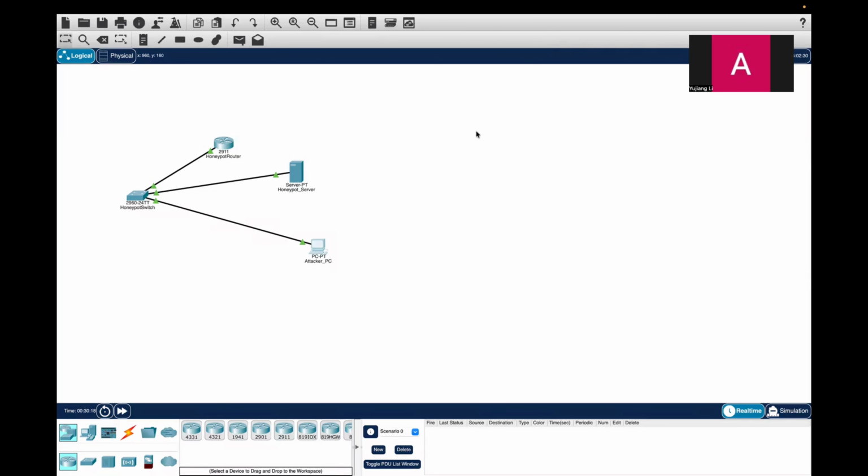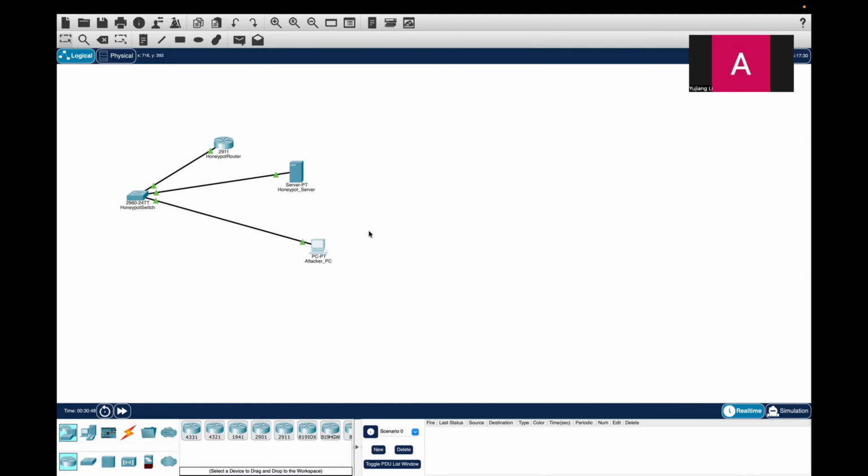The part I did for this project is to implement a low interaction honeypot system using the Cisco Packet Tracer. For the network architecture, I have a honeypot switch, a honeypot router, a honeypot server, and an attacker PC. I already implemented all the IP addresses and the configurations for each device.